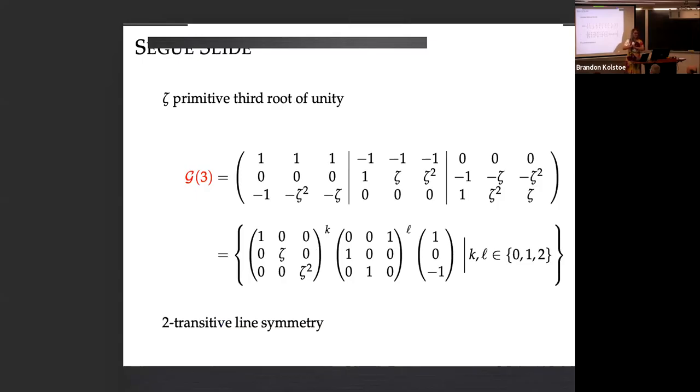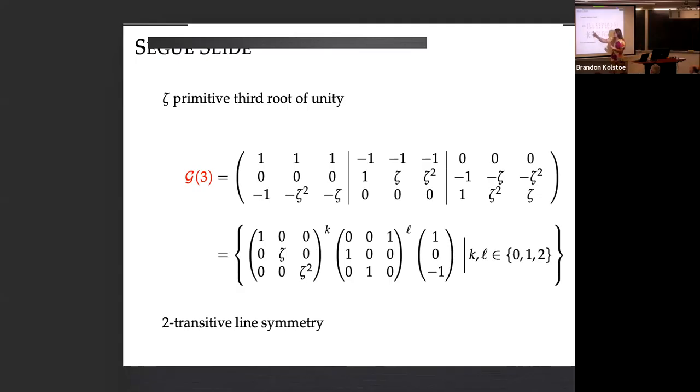Because I shoved together two unrelated papers. So here we go, here's the segue slide. We're going to fix a primitive third root of unity zeta, and look again at that collection of the 9 vectors in 3-dimensional complex space. We're going to write it now as an orbit of a projective unitary representation of the vector 1, 0, -1.